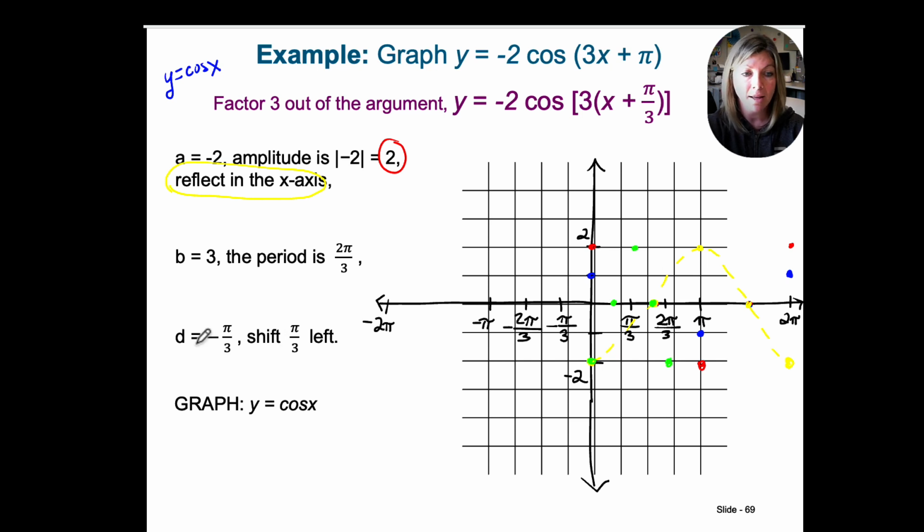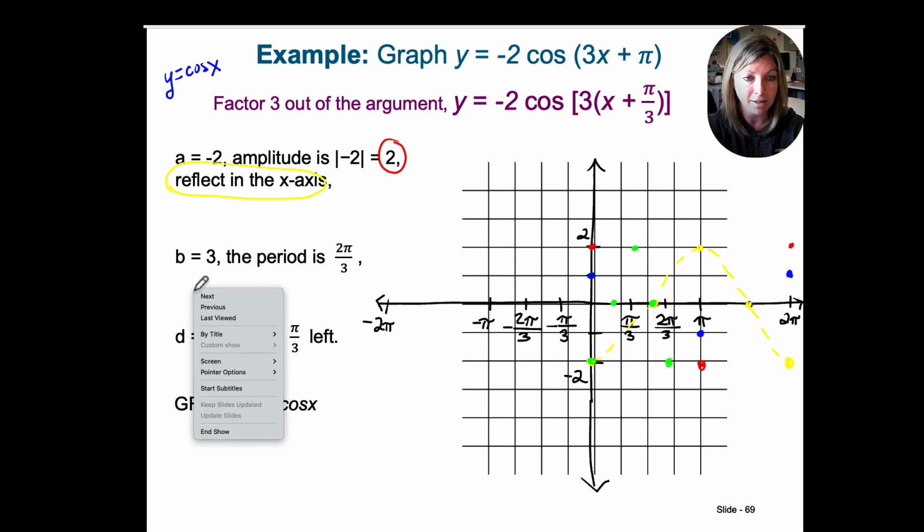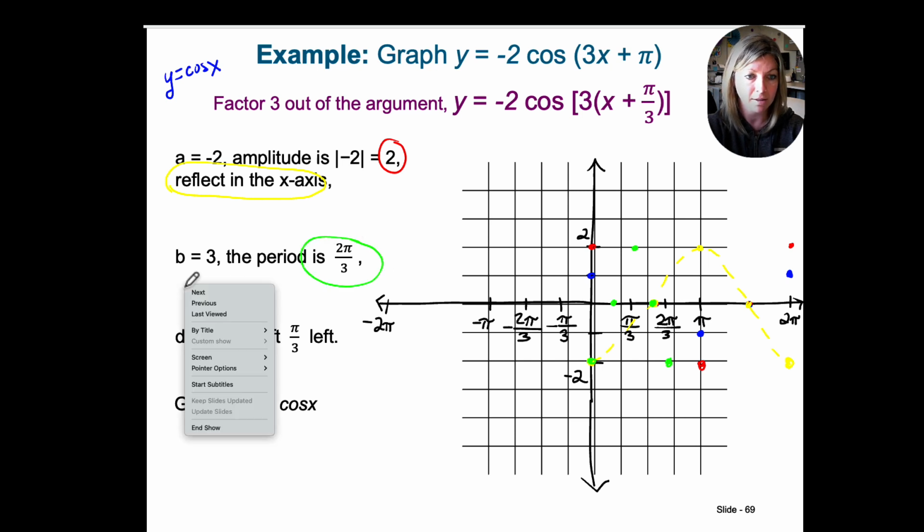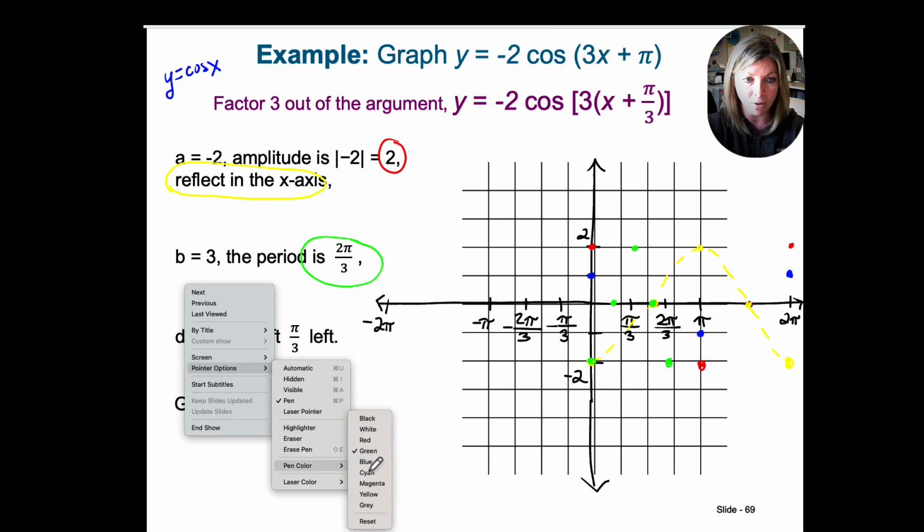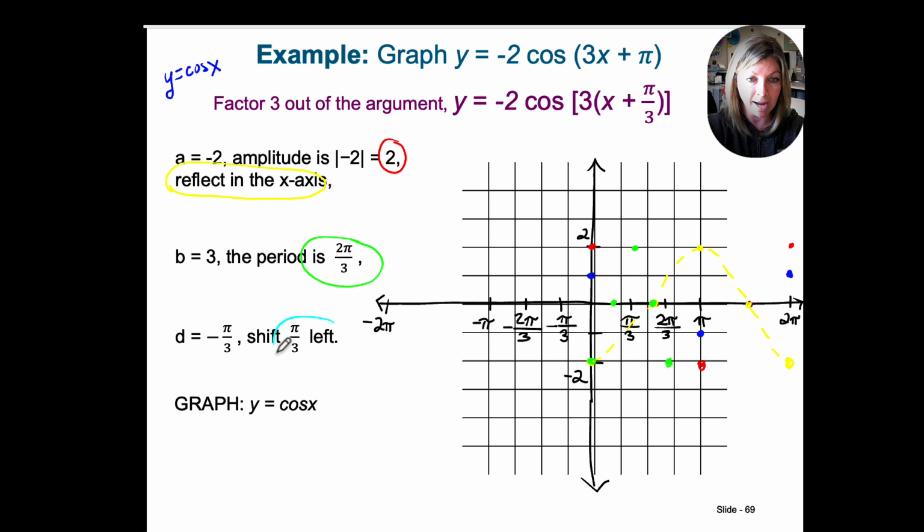Okay, D. D is negative pi over 3. So we need to shift our 5 green points to the left pi over 3 radians. So let me color code this. So we just did this part in green. Let's get another color. All right, let's do this part now in this lighter blue color.